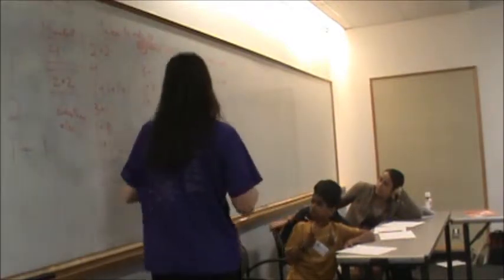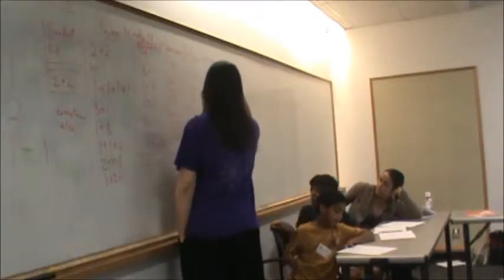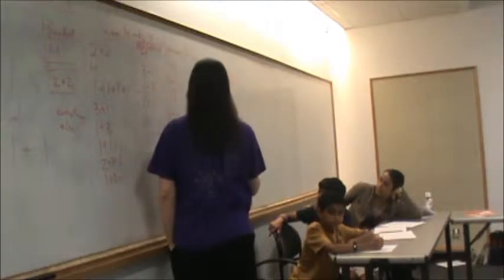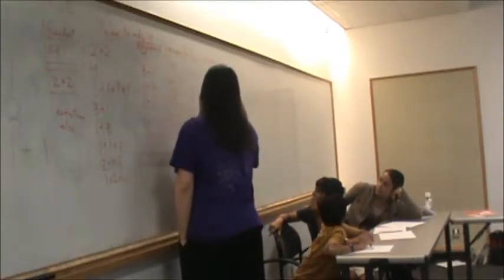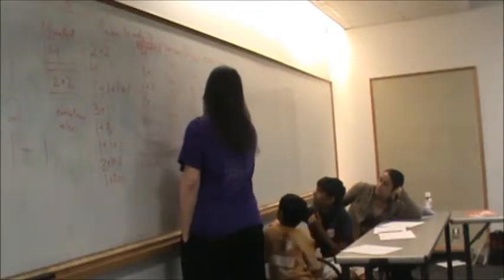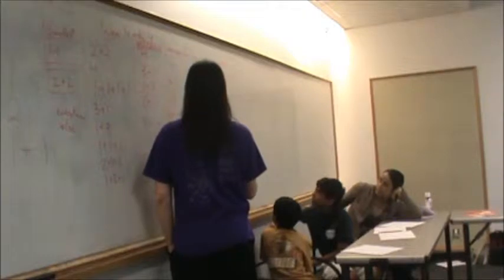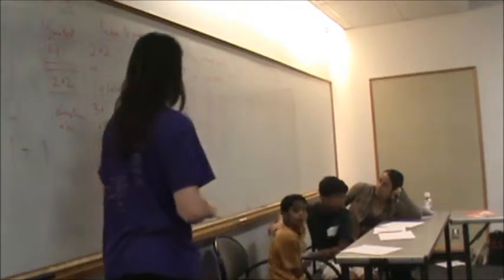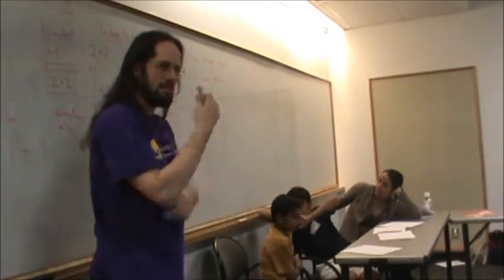Okay, I have one more way that I tried. Let me see if I can make this work. 1, 1, 1, 1, 1, 1, 2. 1, 3. No, 1, 2, 1. 1, 3. Oh, that looks good. 2, 1, 1, 2, 2, 3, 1, 4. Now how did I put them in order? What do you think I'm doing here?